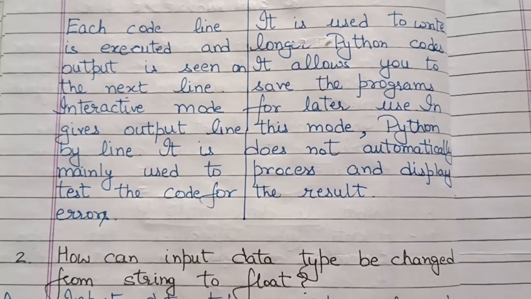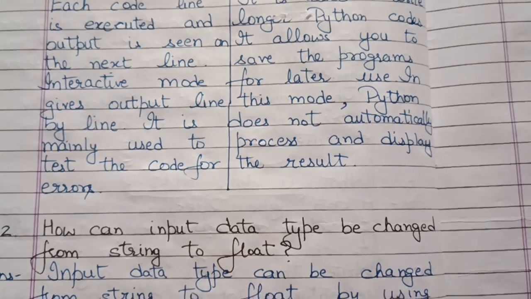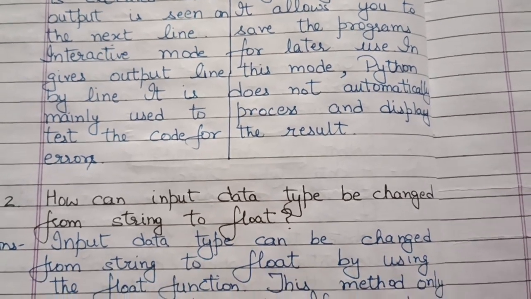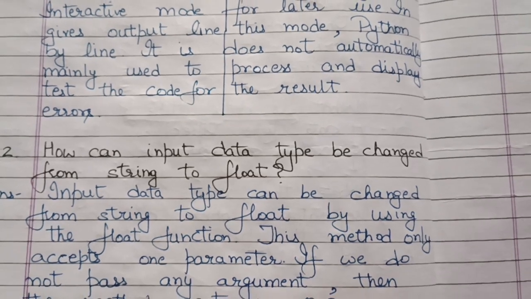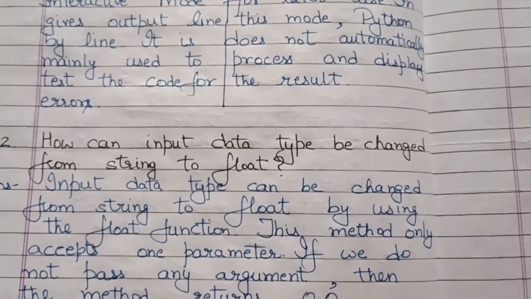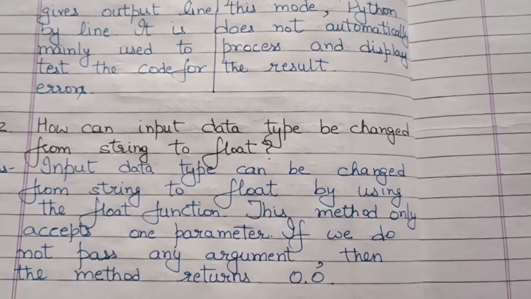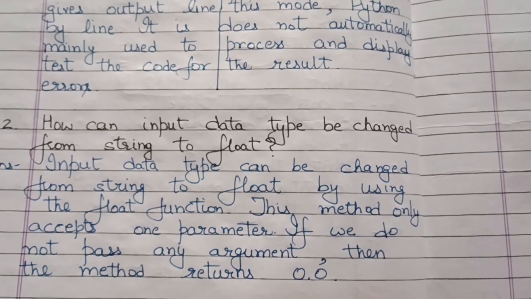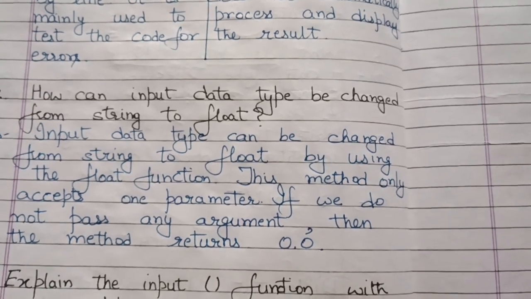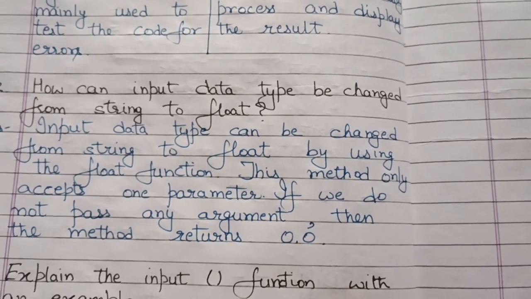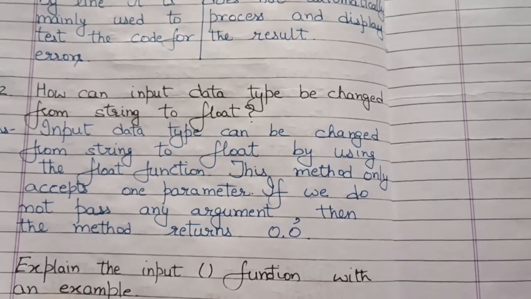Next question, how can input data type be changed from string to float? And the answer is input data type can be changed from string to float by using the float function. This method only accepts one parameter. If we do not pass any argument, then the method returns 0.0. Clear? Next, explain the input function with an example.